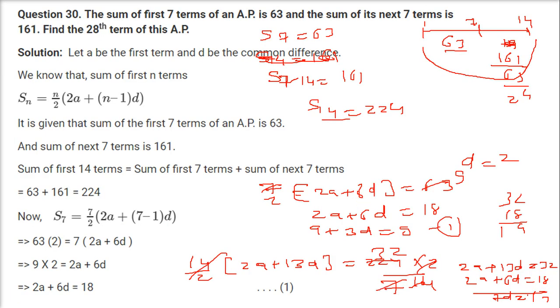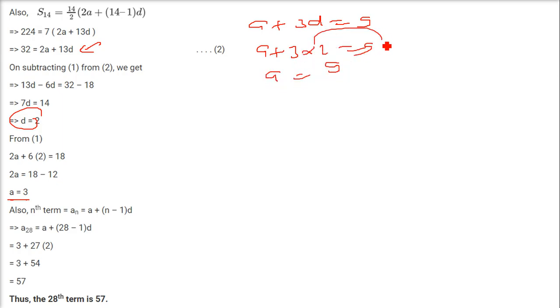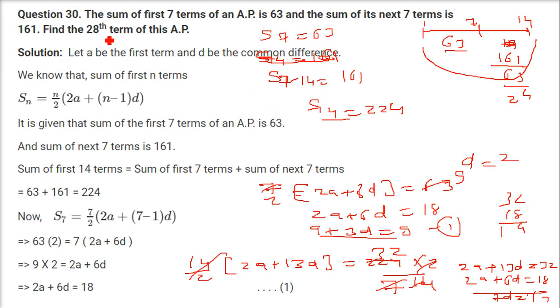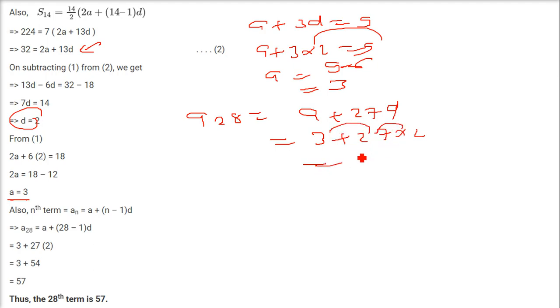I'm saying you can use this one, a plus 3d equal to 9. You just got d equal to 2. So a plus 3 into 2 equal to 9. a will be equal to 9 minus 6. So a is 3, right? In order to find the 28th term, because the question is asking about the 28th term, a28 will be a plus 27d. a is 3, 27 into 2 is 54, 54 plus 3 is 57. So a28 is 57.